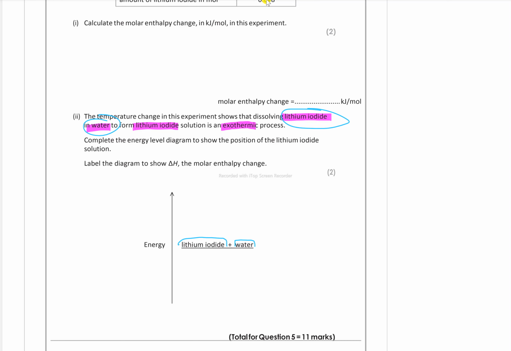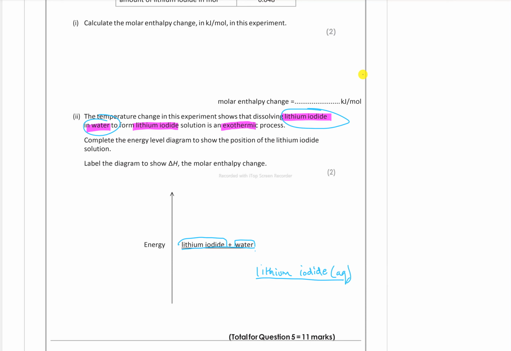To form lithium iodide solution. So what you do is, these are the reactants here. It's exothermic, so it's going to lose energy. So we're expecting the products to be down here, and it'll be lithium iodide solution, aqueous. Done. That's it.